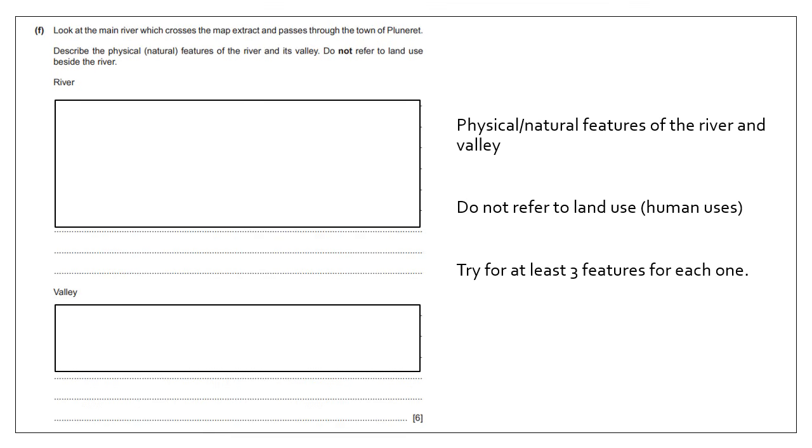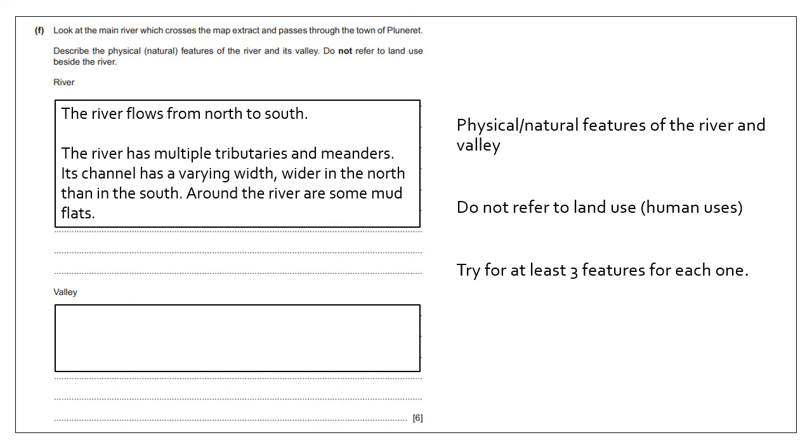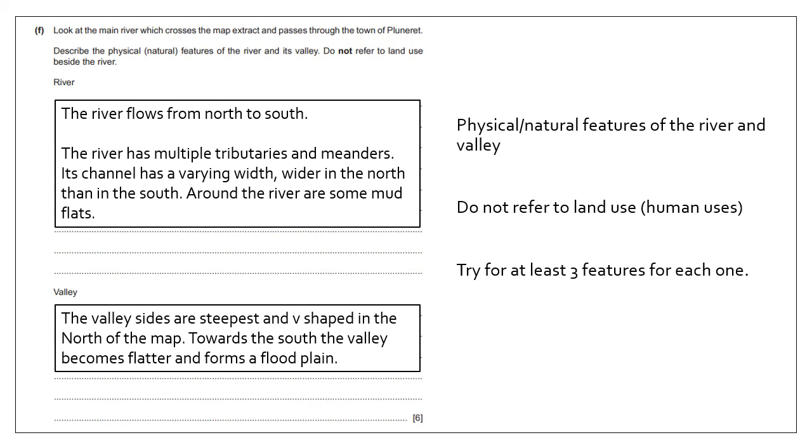So when it comes to this question, and we have to describe the physical and natural features of the river and its valley, let's start with the river. So the river flows from north to south. The river has multiple tributaries and meanders. Its channel has a varying width, wider in the north than it is in the south. Around the river are some mudflats. Use evidence from the map. When it comes to the valley, we can say the valley sides are steepest and V-shaped in the north of the map, and towards the south the valley becomes flatter and forms a floodplain.